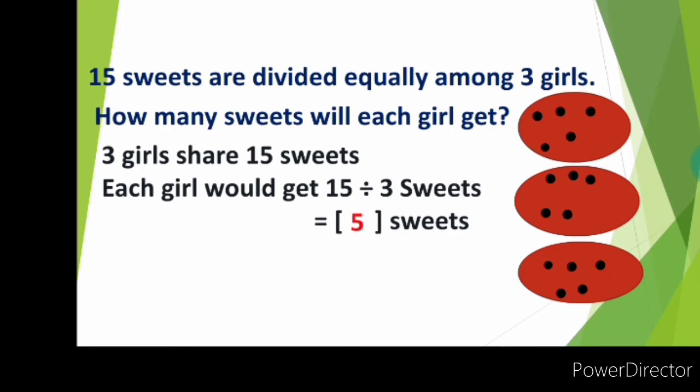5. So each girl will have 5 sweets. So you see, division is quite easy. Just when you divide equally, you get your correct answer.